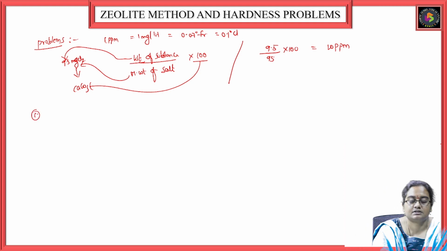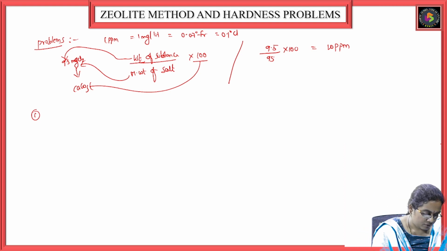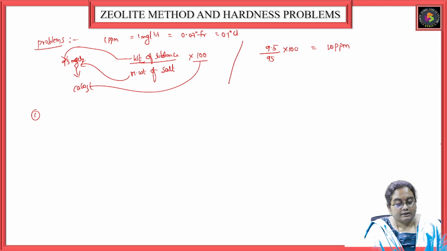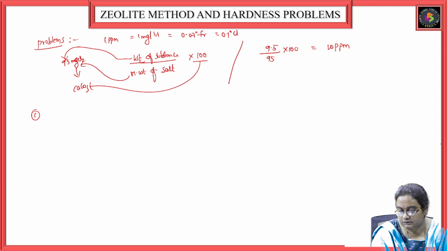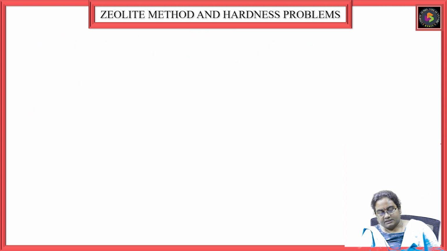So we'll discuss one problem here. Now we will discuss one problem related to this calculation, as it is very important from the exam point of view. Okay. So what is the problem? We'll go with the next page. It will be better. This place is not sufficient.